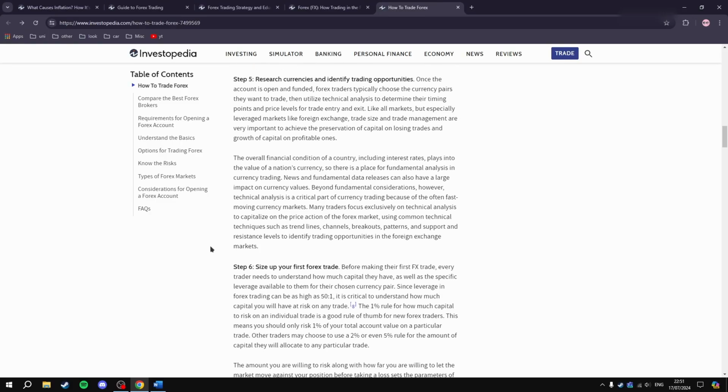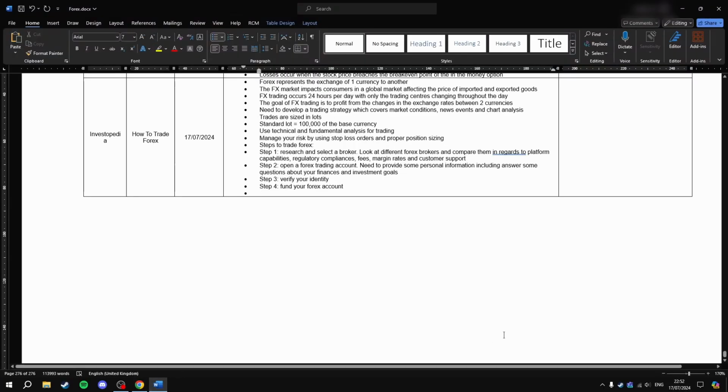So yep, step 5, research currencies and identify trading opportunities.